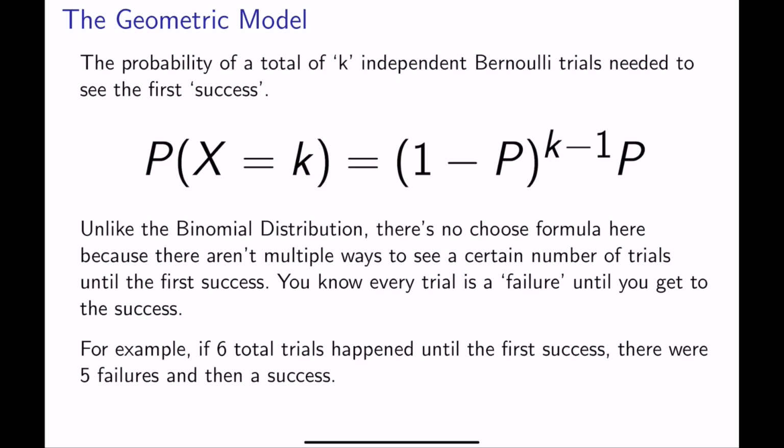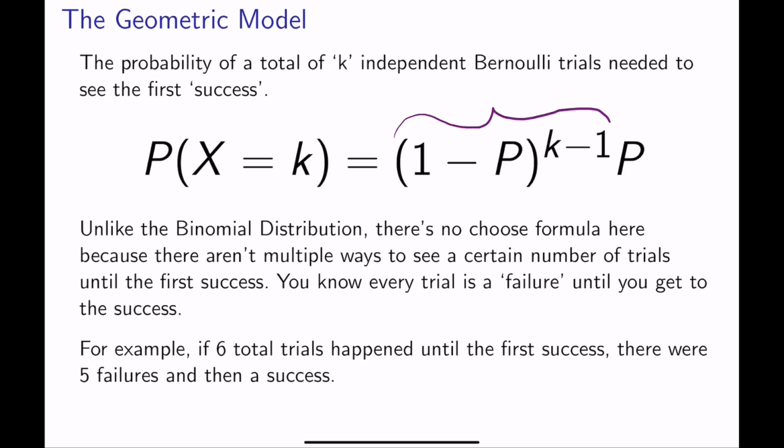So there is a formula for observing a given number of trials in total before you see the first success. If we're just calling the number of trials needed some number k, then what happens is we need 1 less than k failures, and then we need our 1 success. And you'll notice that we don't have to think about multiple ways that this event can happen because there's only one way it can happen. Whereas in the binomial distribution, there was a choose formula. There's no choose formula here. The calculation is quite a bit simpler.